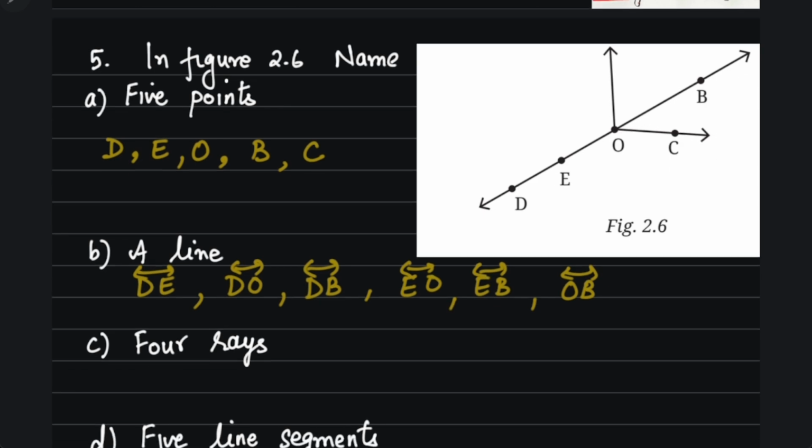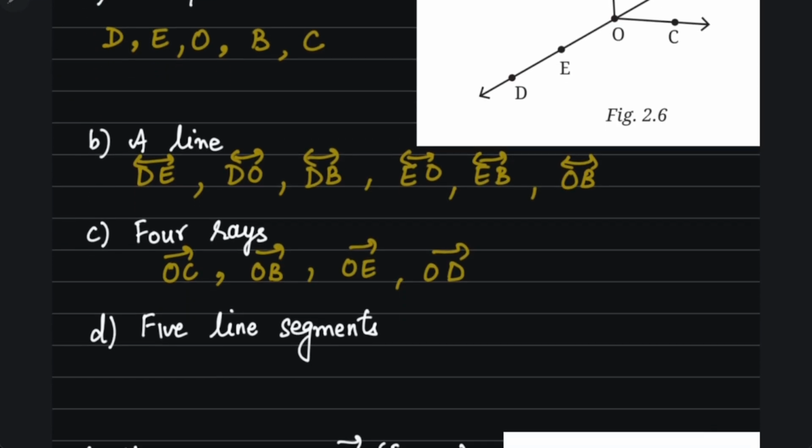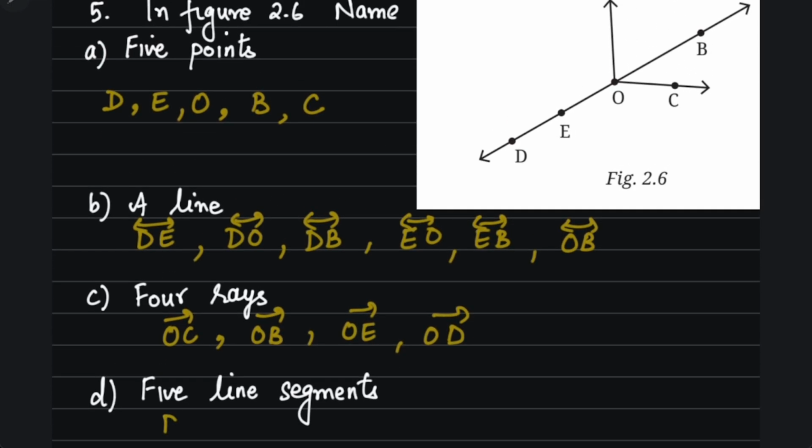4 rays. So you can write down, let us take first OC ray, OB, OE, OD. You can write others also, EB is also a ray. You can write down 5 line segments. The first line segment is DE. Then we have EO, OB, EB, and DB line segments.